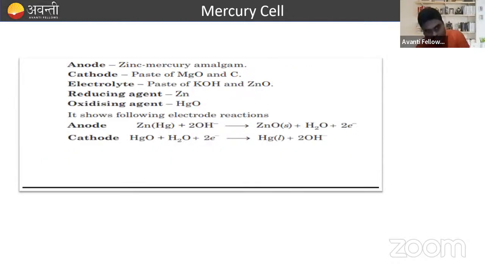So let's see the reaction that occurs in the mercury cell. At the anode, they are using zinc-mercury amalgam, and at the cathode they are using a paste of HgO and C. Right. So what electrolyte is used in the mercury cell? A paste of KOH and zinc oxide is used as the electrolyte, with a reducing agent like zinc and an oxidizing agent like HgO. It shows the following electrode reactions: at the anode, zinc amalgam gives 2 electrons, and at the cathode, mercury oxide accepts these 2 electrons to form Hg liquid and 2OH-, right? So this is all.